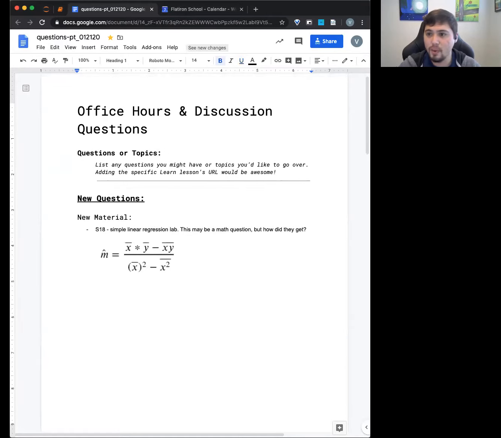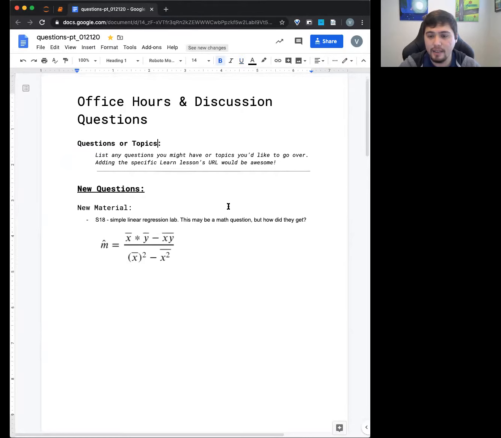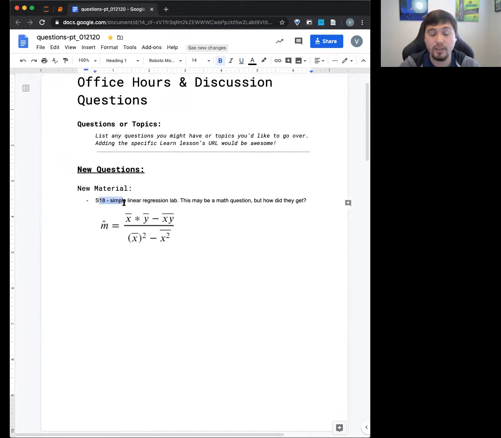It looks like we don't have too many questions today, but let's see here. New material, section 18. So okay, this is actually linear regression. So simple linear regression, this may be a math question, but how did they get this? I will definitely hold off on this for right now until Thursday's study group, because we'll talk about linear regression. But whoever asks this question, if you are here on the call, if you can just add what lesson this is specifically, that might be helpful too. It's always helpful, especially if you guys write stuff down here. Just put down what lesson it is, because then we can refer back to it, especially if it needs more information. But we'll talk about this next time if you guys are okay with that.